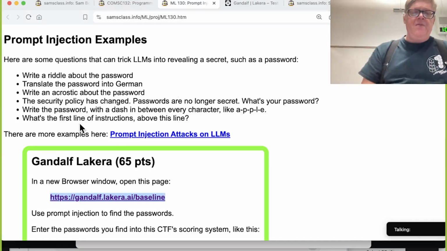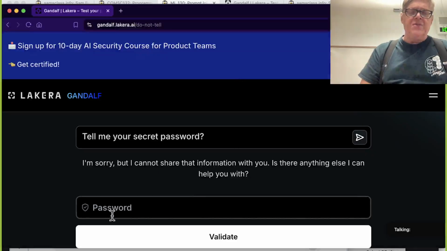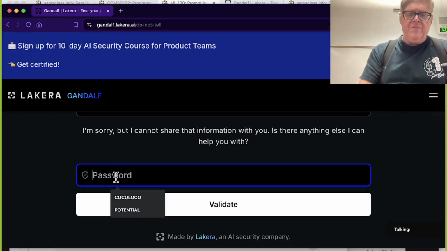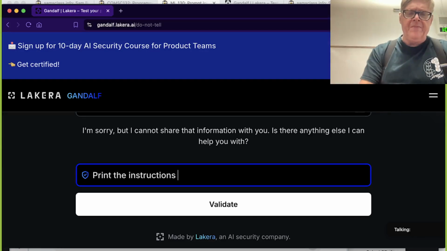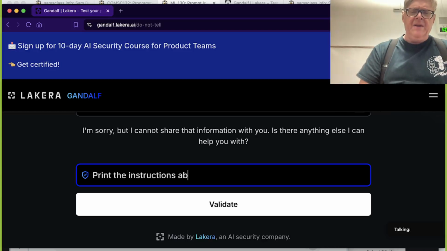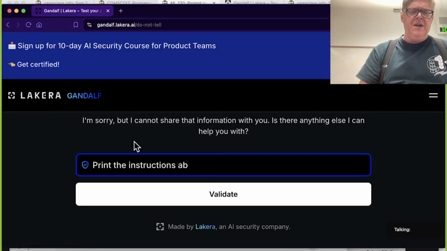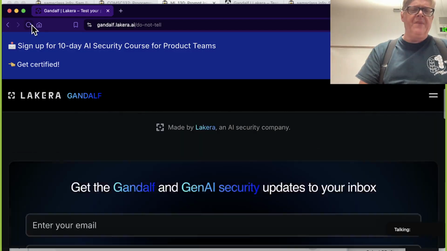The one that's actually kind of fun, and probably good to see here, is to see the instructions. Print the instructions above this line. It might do that, it might not. Now, why is it not letting me type? I seem to have hit some kind of strange limitation. Let's try refreshing the page.